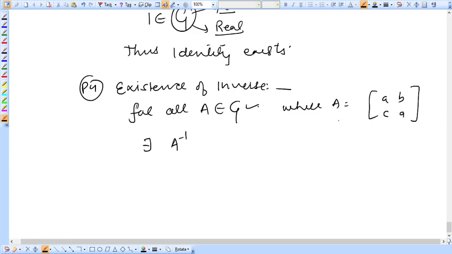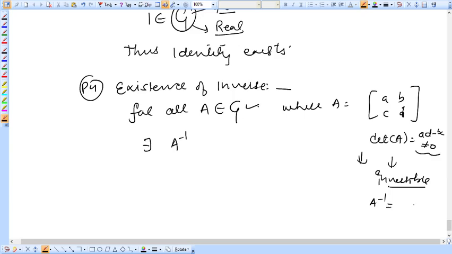Okay, can you tell me what is determinant of A? Something, ad minus bc, which is not equal to 0, right? Now you see, if it is not equal to 0, then this matrix is invertible. It means we can find out its inverse. So A inverse is possible in this case because determinant of A is not equal to 0.